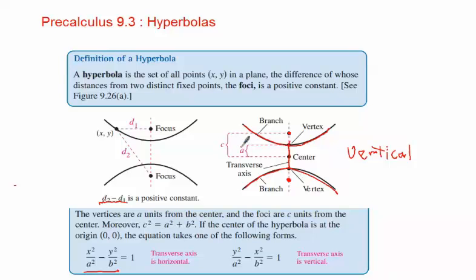And so, a couple definitions. A is the distance from the center to each vertex, and C is the distance from the center to each focus.